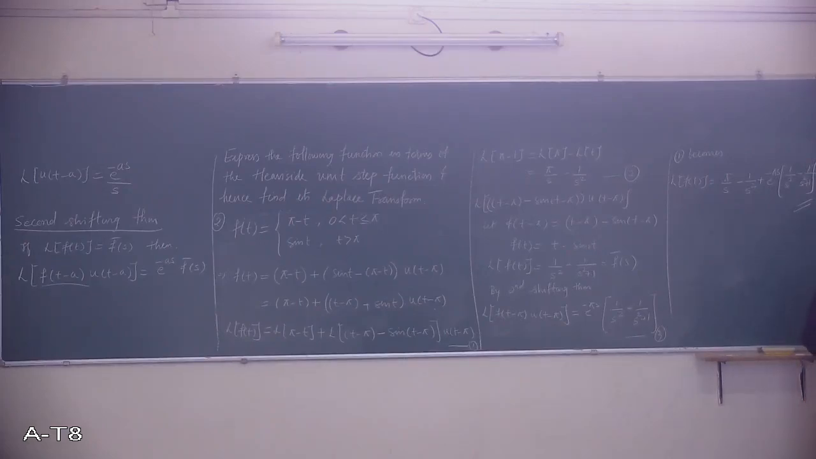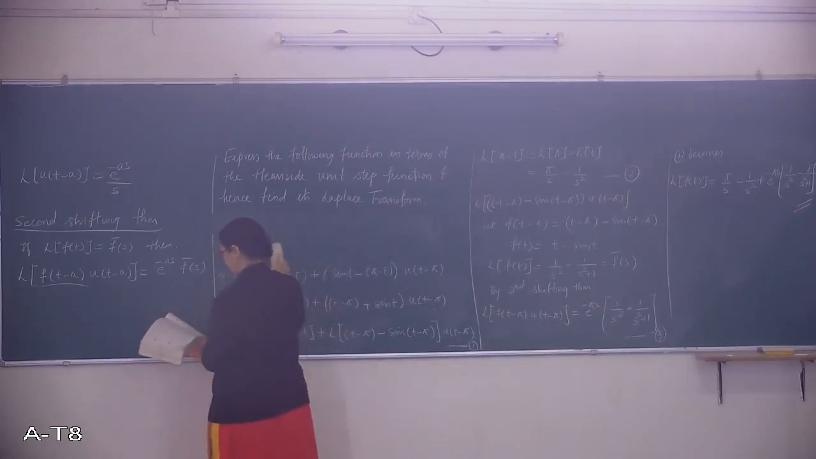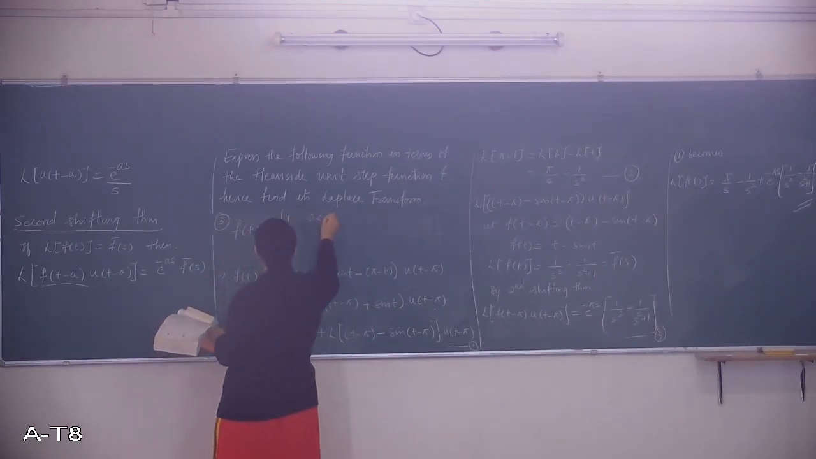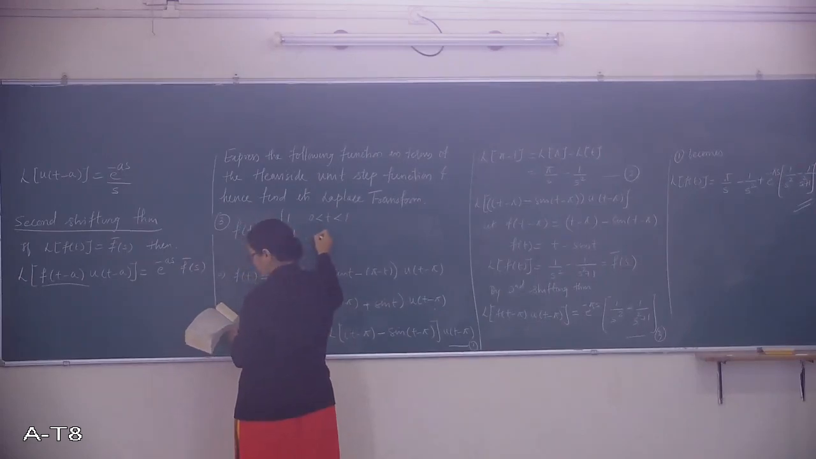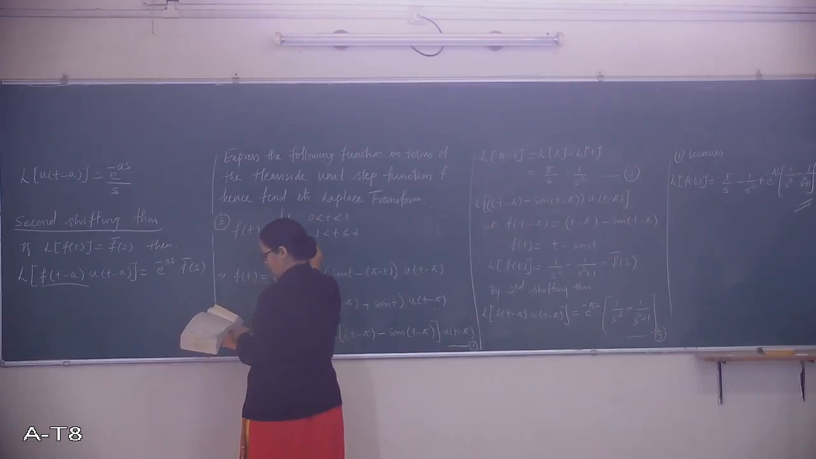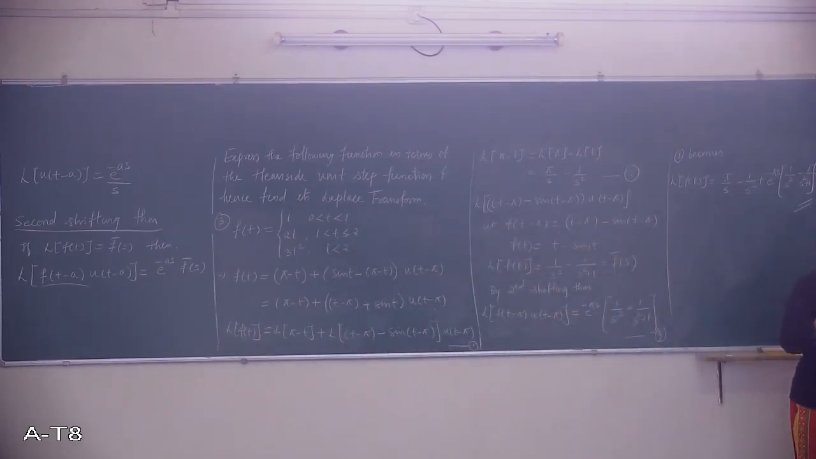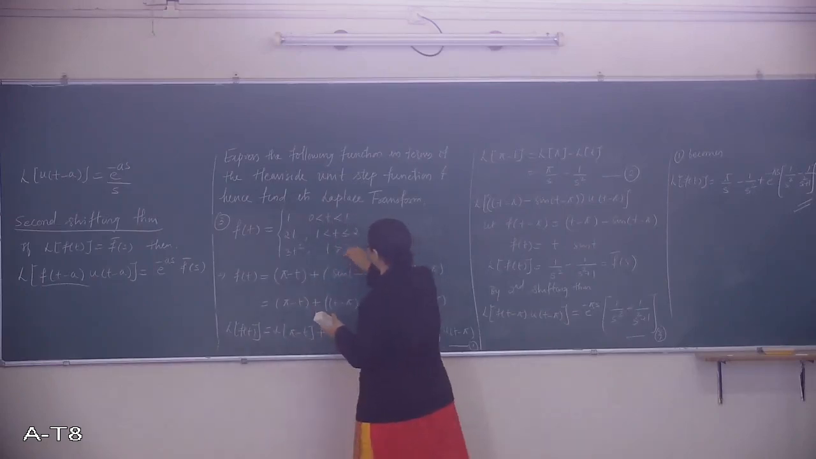Now similarly, I take one more example. f of t equals 1 in the range 0 to 1, f of t equals 2t for the range 1 to 2, and f of t equals 3t square for the range t greater than 2. It should be greater than 2 here.